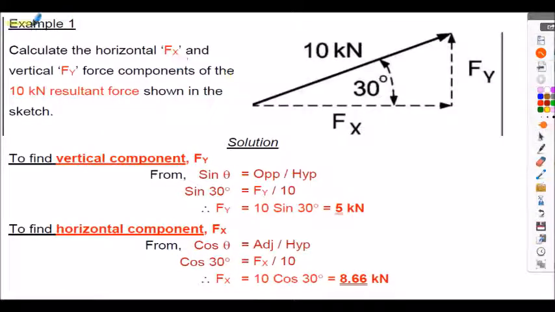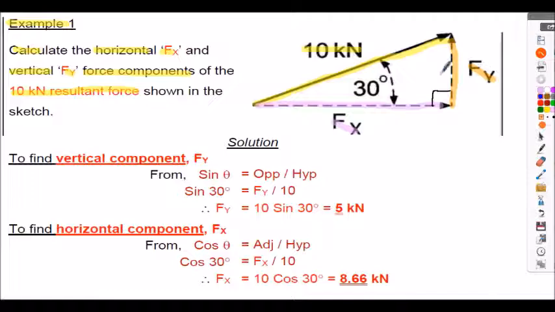Example 1. We're asked to calculate the horizontal Fx and the vertical Fy force components given a 10 kilonewton resultant force as shown in the sketch. So here's our 10 kilonewton resultant force drawn. What we have to do is work out the horizontal component shown here, labelled Fx, and the vertical component here, labelled Fy. Of course, we have a right angled triangle here.